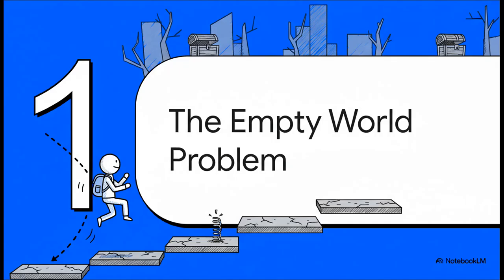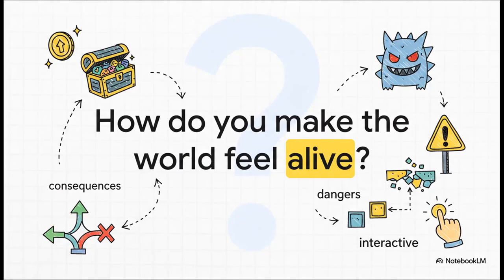So, first up, we have what I call the empty world problem. Imagine this. You've made a character. They can run, they can jump. It's great. But the world around them, it's just there. It's a static, lifeless stage that doesn't react to anything. And that's the crucial first question, isn't it? How do you make the world actually react to the player? How do you create rewards, dangers, consequences? It's all about breathing life into the world and making it feel truly interactive.